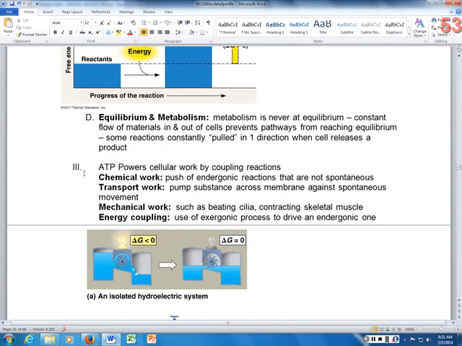So your metabolism is never at equilibrium because you're constantly having materials go into the cells and out of the cells. If you're looking to get to this ultimate rest state, it never happens in cells. That's part of being alive, that you're constantly doing metabolism. Usually things get consumed that you metabolize, and you take away one of the products, so you continually drive metabolism in one direction.